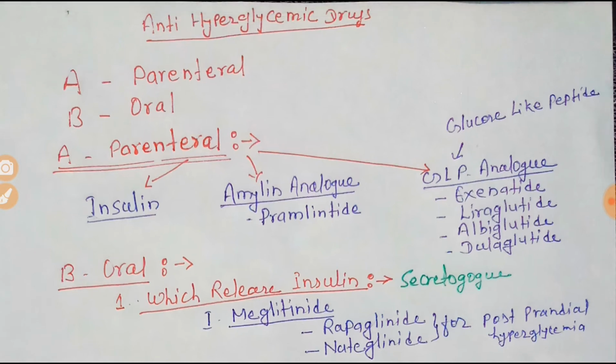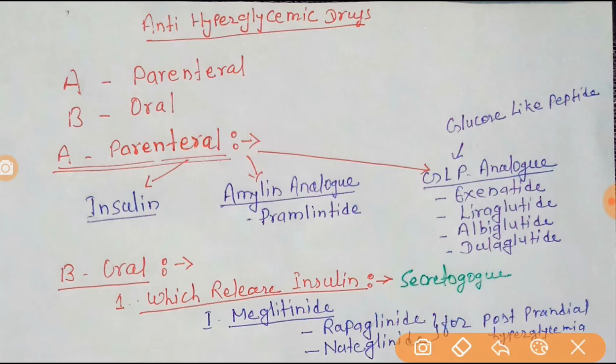Start with anti-hyperglycemic drugs. What is an anti-hyperglycemic drug? Anti-hyperglycemic drugs are those which reduce the blood glucose level, or decrease the production of glucose in the intestine or glucose formation in the liver, and increase utilization of glucose in the body.